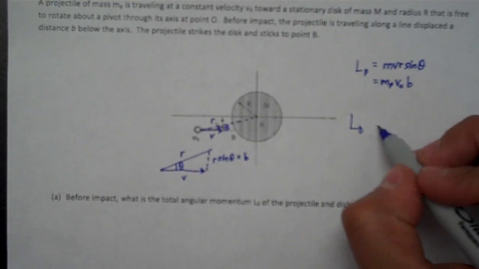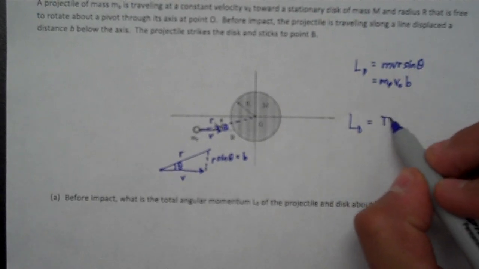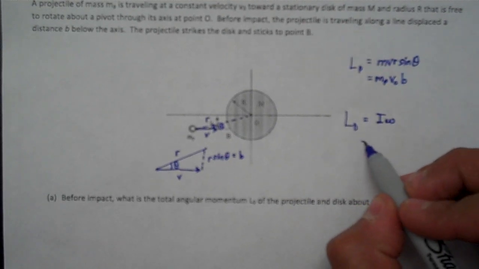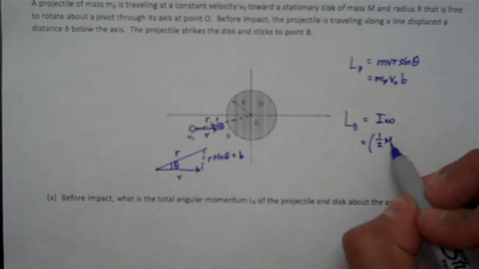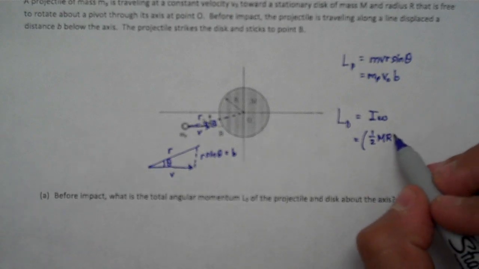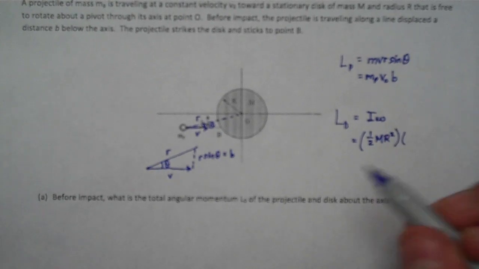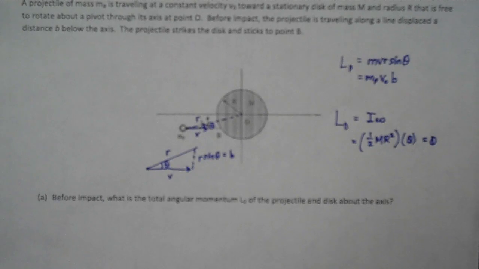Okay, so then we look at the angular momentum of the disk. Well, the angular momentum of the disk, this is an extended object, so it's I omega. So this is going to be a disk, which is 1/2 M R squared, where M is the mass of the disk and R is the radius of the disk, times the angular velocity of the disk before the impact, which is 0. So this ends up being 0.